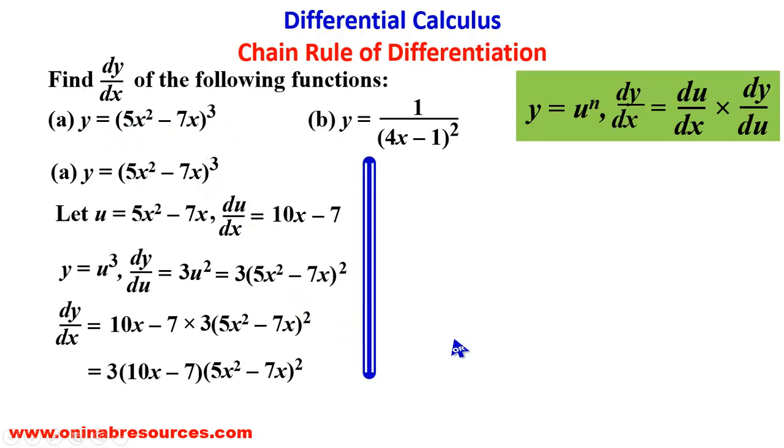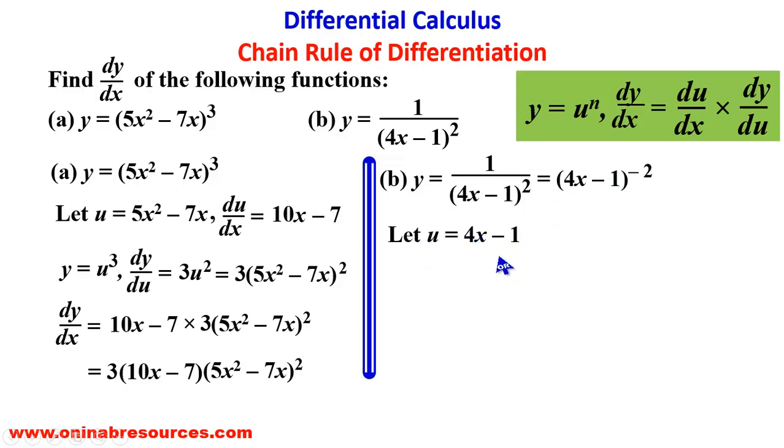We then go to the B part of our problem. y is equal to 1 all over open bracket 4x minus 1 close the bracket raised to power 2. We're going to write this in index form. Writing it in index form, we are going to have it equal to 4x minus 1 close the bracket raised to power negative 2. We can then go ahead to create another function from here by letting u be equal to 4x minus 1, what we have inside the bracket, so that finding du/dx will just be 4, because 4 multiplied by 1, which is the power of x, is 4.